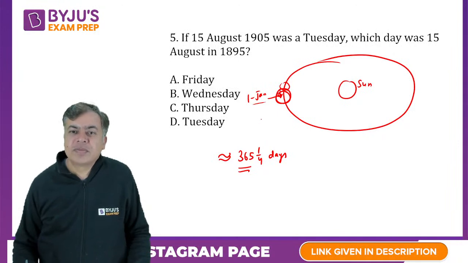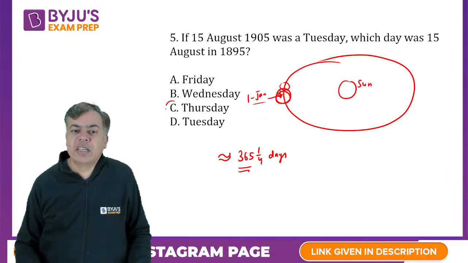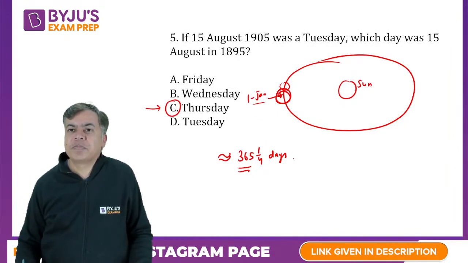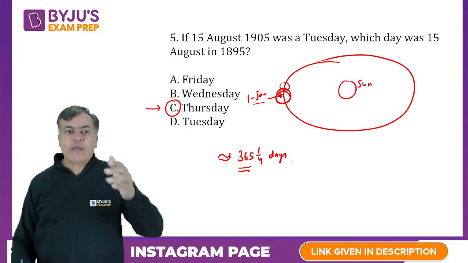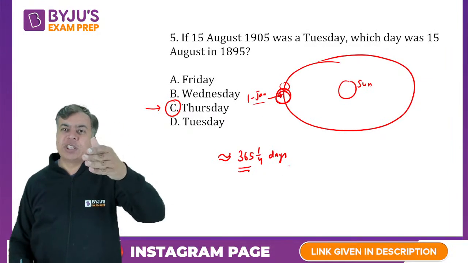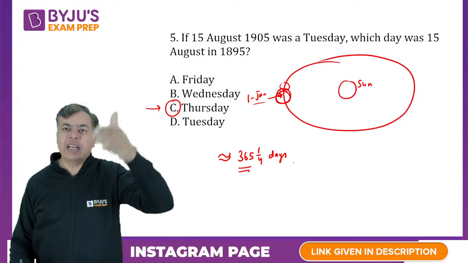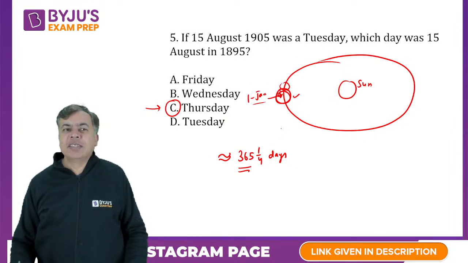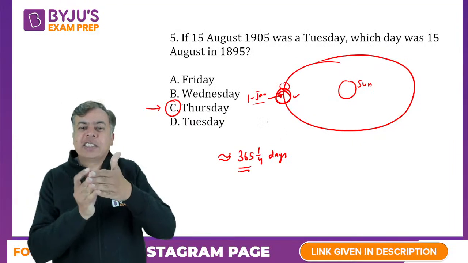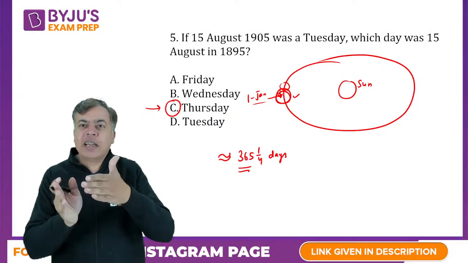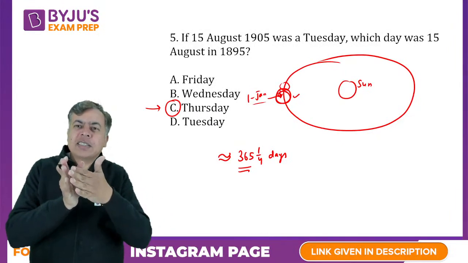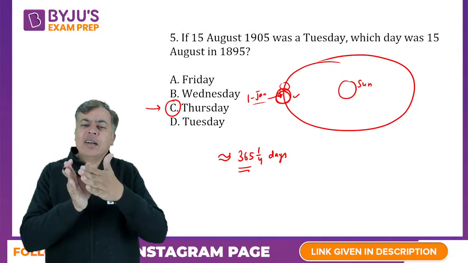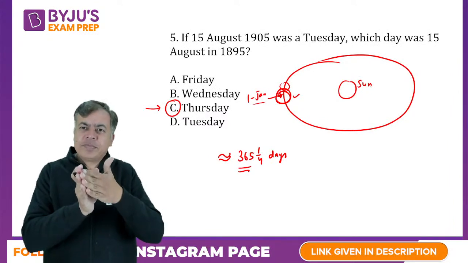Question 5th. Here it is Thursday, not Wednesday. Okay. So every 4th year we adjust that position of Earth. So we give 1 day extra, so that Earth is at the same position. But the point is, it is not exactly 365.25 days. It is slightly lesser than that.